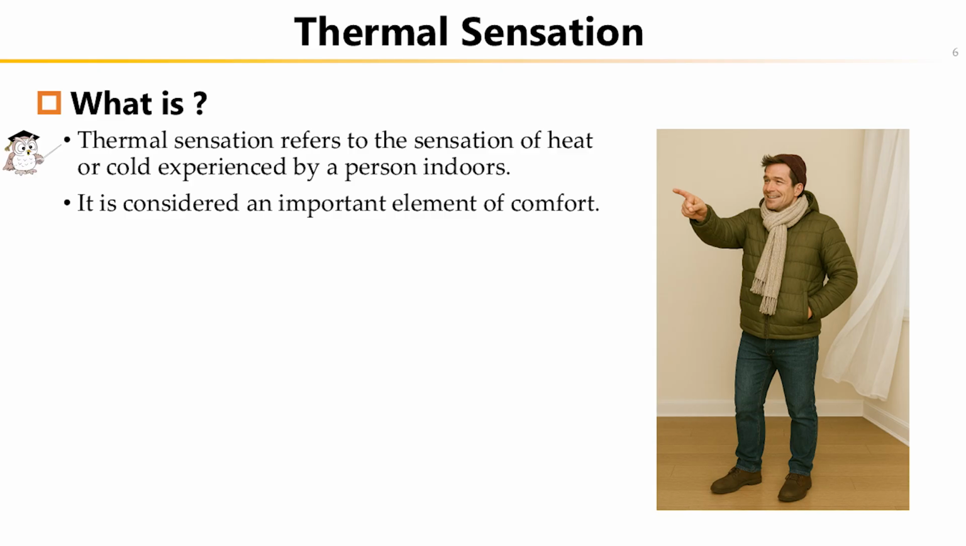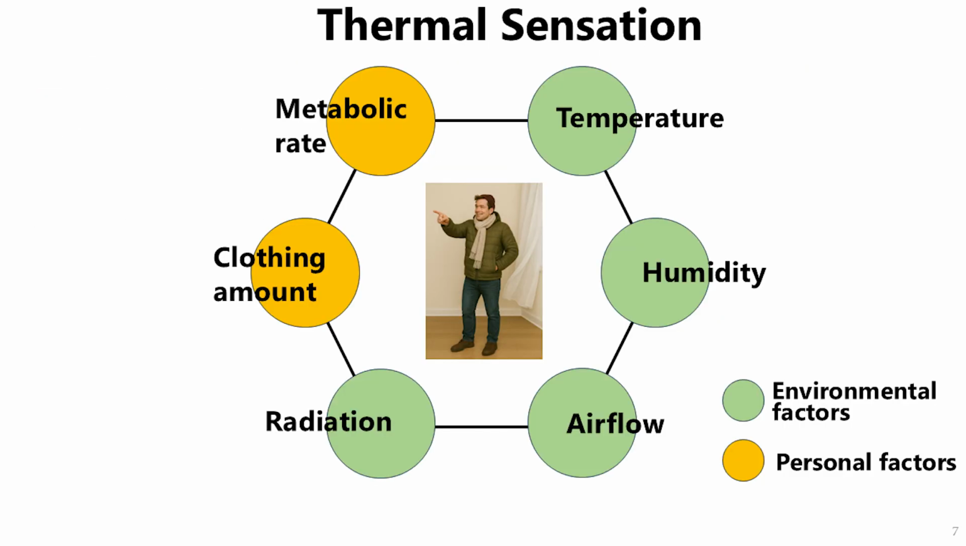Thermal sensation refers to the sensation of hot or cold that people feel indoors. It is considered an important element of comfort. Thermal sensation is generally expressed by 6 elements. 4 environmental factors represented by green circles, and 2 personal factors represented by orange circles. The first environmental factor is temperature. This is the temperature inside a room, and it directly affects body heat dissipation.